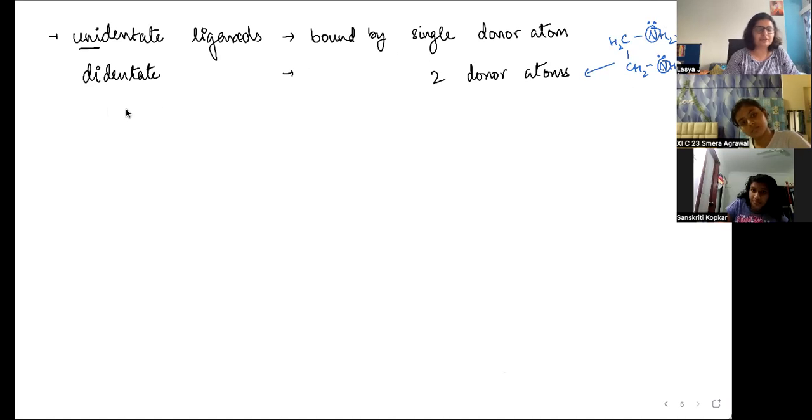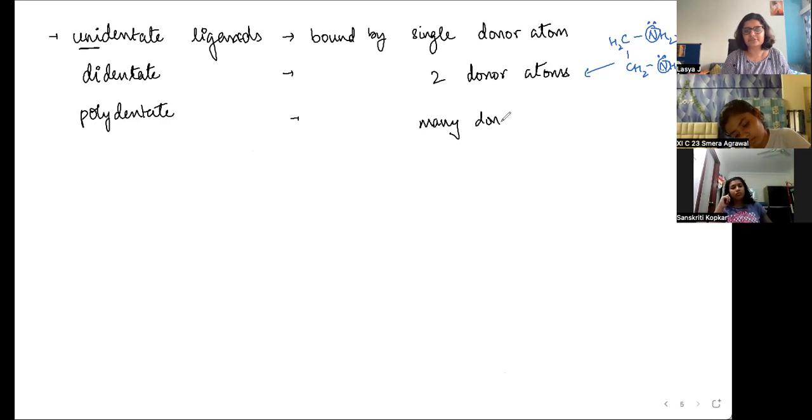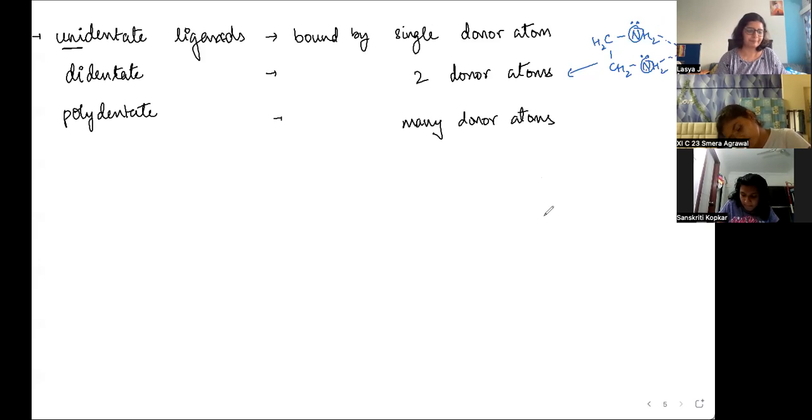And if there's more, you can talk about tridentate, polydentate, like tetradentate, but all of these you can generalize them as polydentate. Just like how we have monomial, binomial, trinomial, polynomial beside. Polydentate ligands are when you have many donor atoms. When we say many, they can be two, they can be three, they can be four, five, can be anywhere.